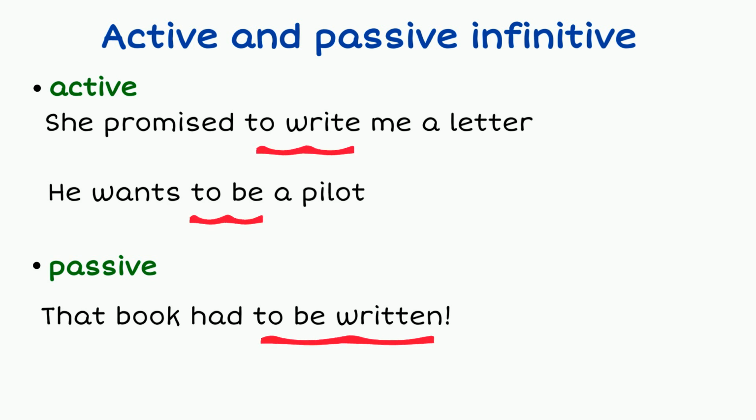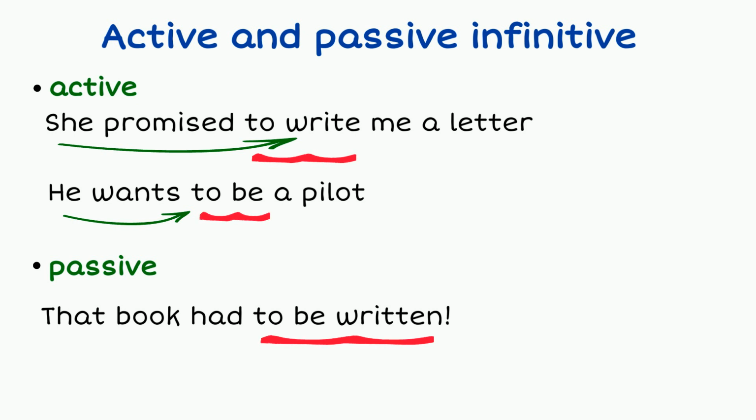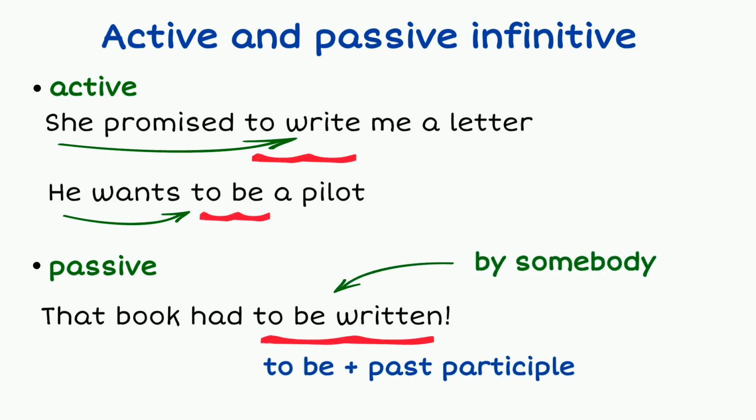The active infinitive shows that the agent, she, performs the action to write, or describes the state of the agent, to be. The passive infinitive shows that someone or something is exposed to a certain action, to be written, that is performed by somebody else or originates from a different source. We make the passive infinitive with the help of the verbs to be plus past participle.